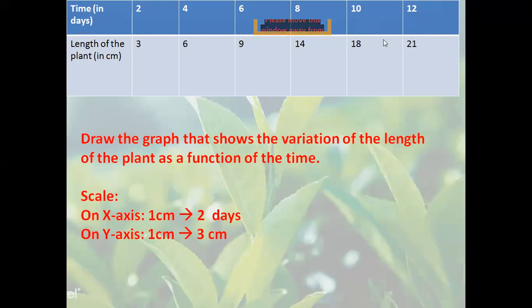This graph is showing the variation of the length of the plant as a function of time. Time: 2, 4, 6, 8, 10, 12, and the length of the plant: 3, 6, 9, 14, 18, 21. So I have to obey the scale. If I didn't follow the scale and used another scale of my own, when they gave you the scale, this graph is going to be cancelled totally. So you have to pay attention to this.